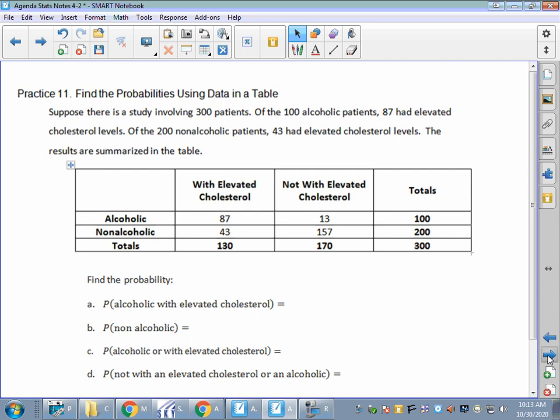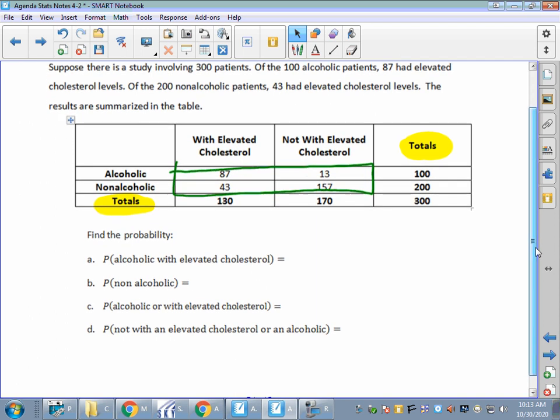And we've got this large table. So notice we've got totals going on in the bottom column and the right-hand row. So watch for those. The data, broken down, really is within these 4 squares. So find the probability of an alcoholic with elevated cholesterol. So we're looking for alcohol and elevated cholesterol. Well, it looks like that's going to be 87 favorable over the possible 300 patients.